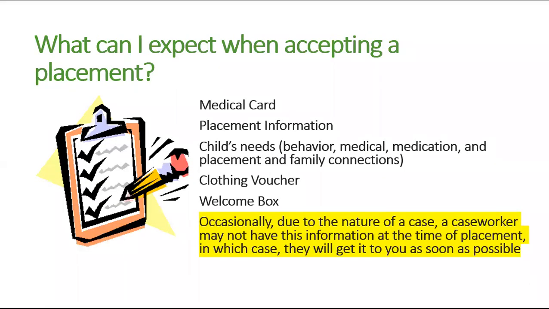So what can I expect when accepting a placement? Children placed in your home may come with very limited information. You can count on the following items to be provided to you at the time of placement or shortly after. A medical card. All Oregon foster children come with medical coverage through the Oregon Health Plan, also known as OHP. Placement information. All known information about the child and their needs will be shared. This includes the reason for placement in foster care, placement history, historical or current behavioral information, any medical needs, any current medications, any school information, the visitation schedule, if there's one currently, important family connections, as well as social and cultural connections.